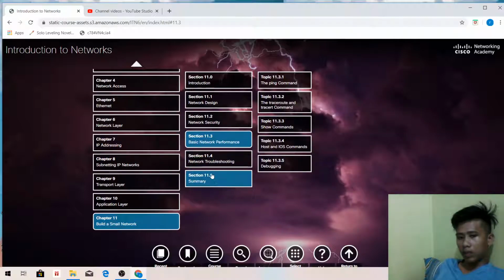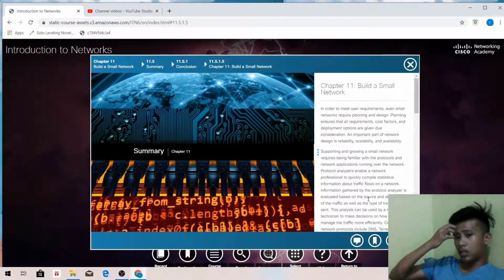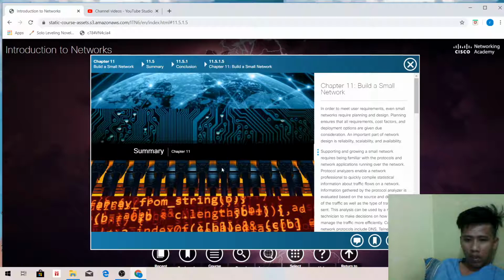The summary and conclusion of this chapter is that in order to meet user requirements, even small networks require planning and design. Planning ensures that all requirements, cost factors, and deployment options are given due consideration. An important part of network design is scalability and availability. Supporting and growing a small network requires being familiar with the protocols and network applications running over the network.